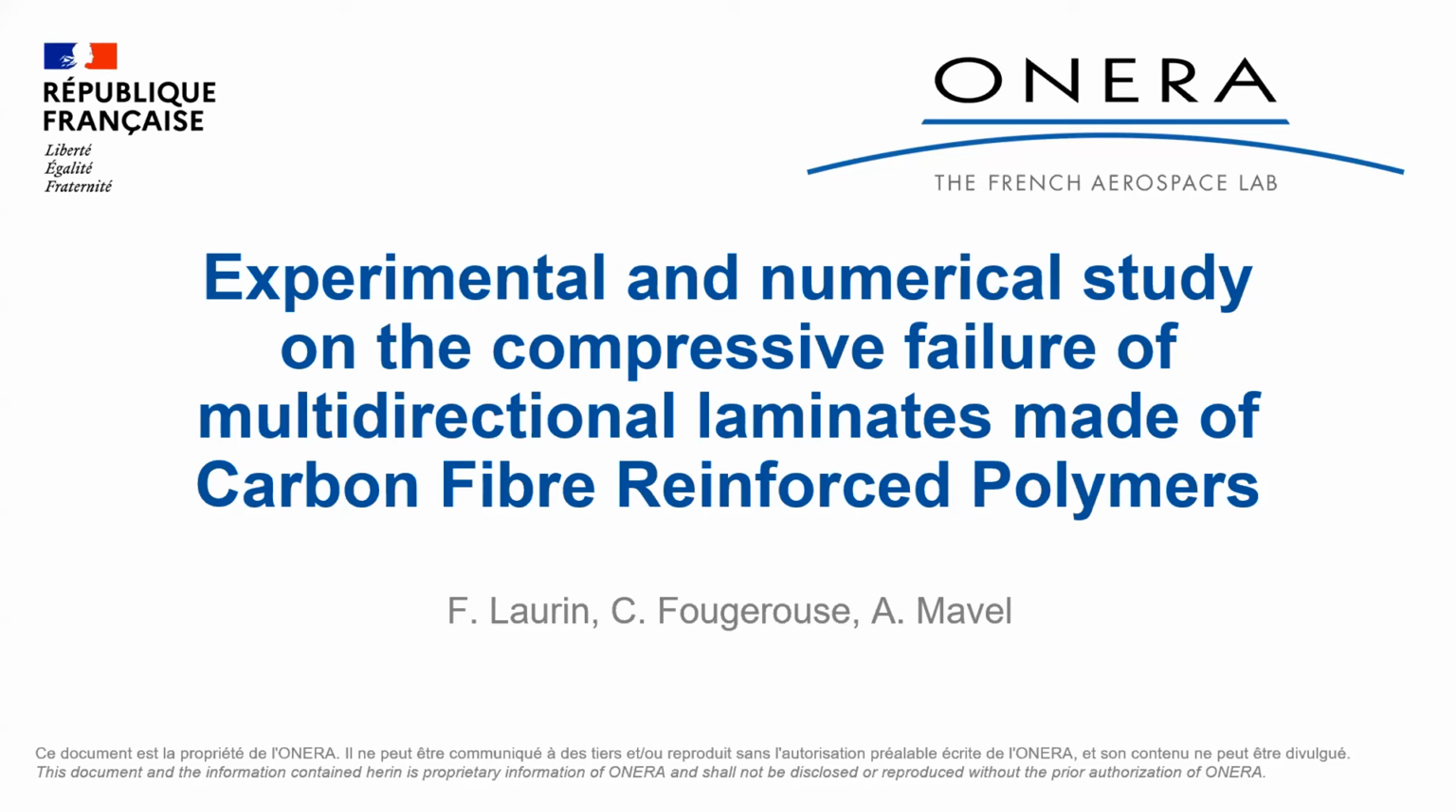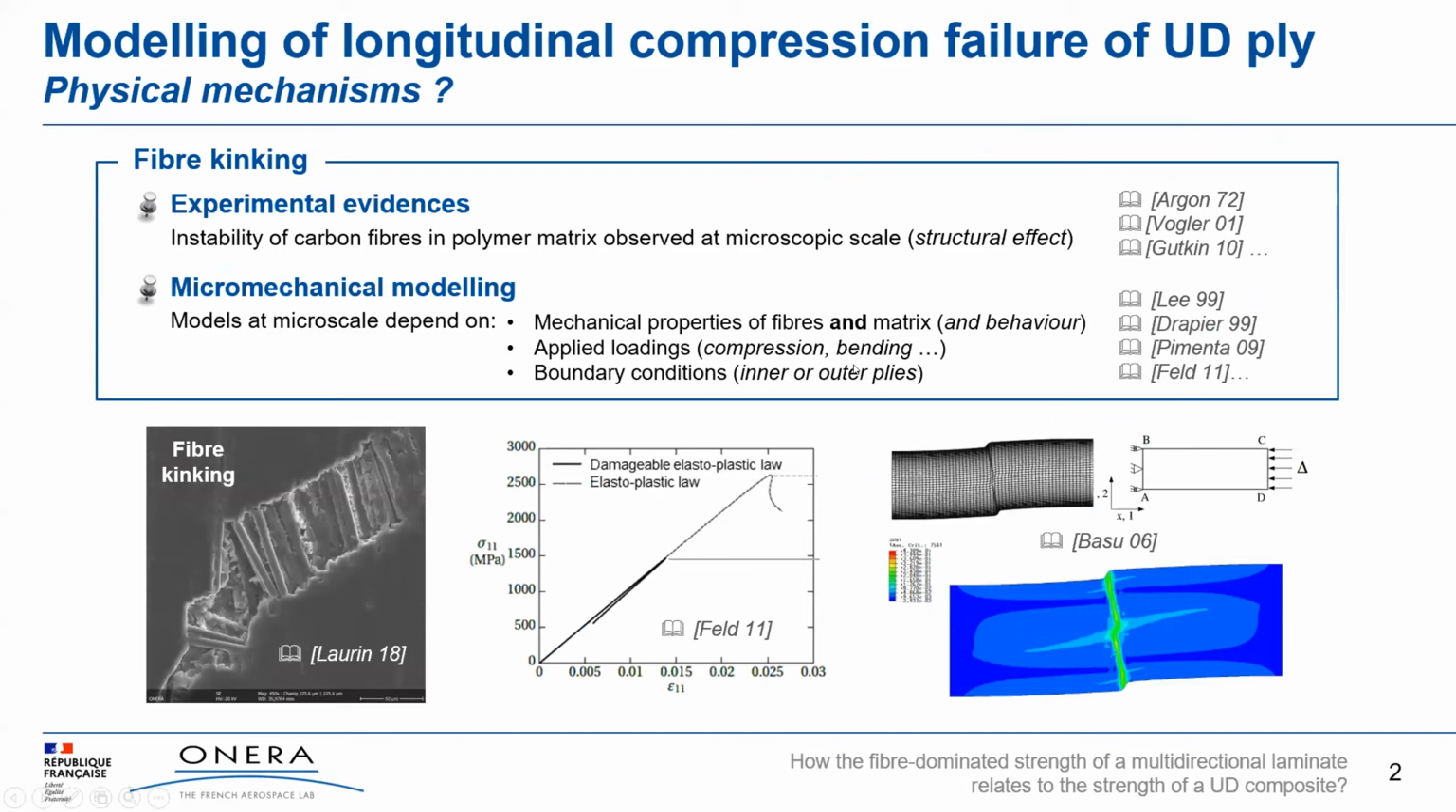on multidirectional laminates. So just a few words about the physical mechanism which is observed when you perform on a UD ply a longitudinal compressive test. You are going to observe fiber kinking, as you can see here, which is due to the instability of carbon fiber embedded in a polymer matrix that you can observe at the microscopic scale. Finally, at that scale, it is a structural effect.